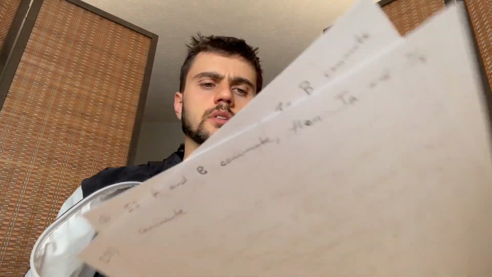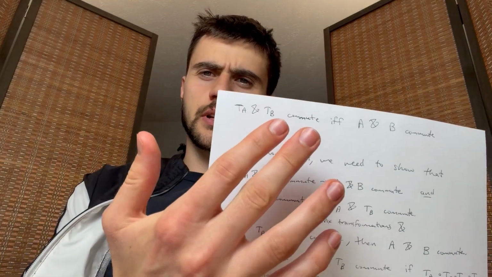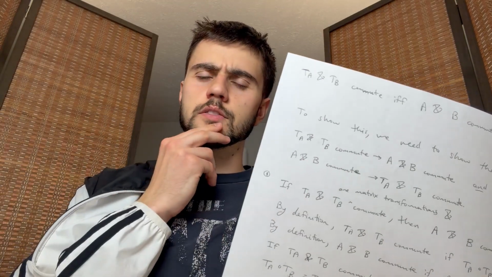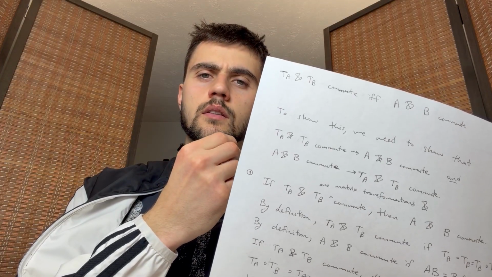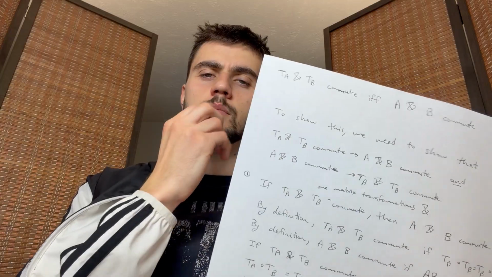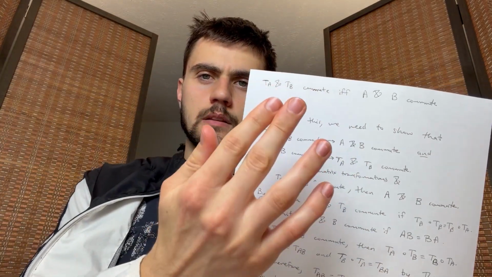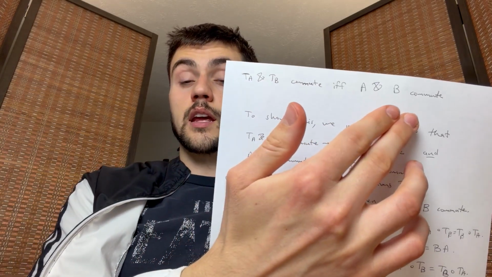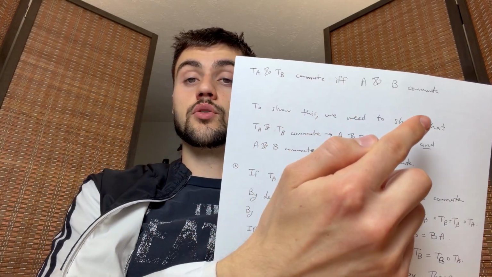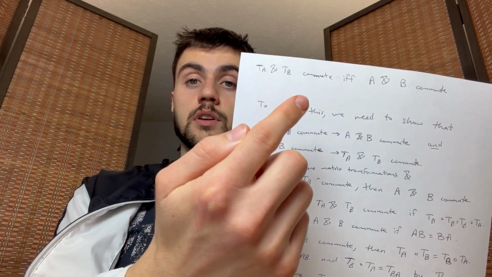All right, so basically I restarted that proof today. The proof is essentially trying to show that if the transformations TA and TB are matrix transformations and commute, then they commute if and only if A and B commute. To show that statement is true, we need to show two things. We need to show that if TA and TB are matrix transformations and commute, then A and B commute. And we need to show that if A and B commute, then the transformations TA and TB commute.